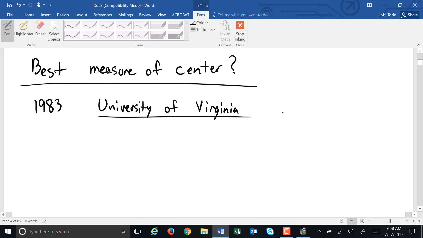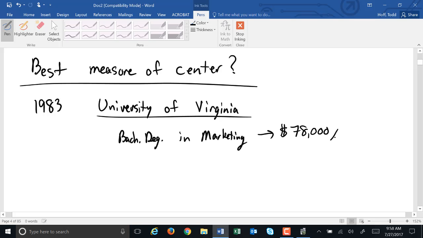said that an average starting salary of a bachelor's degree in marketing for a graduate from their university in 1983 was about $78,000 per year.